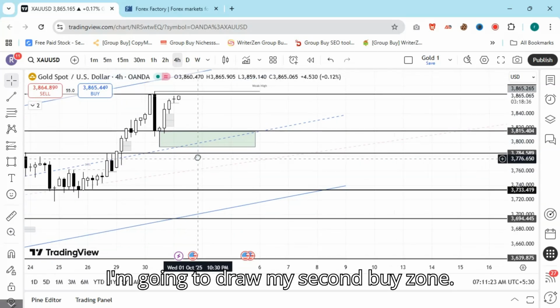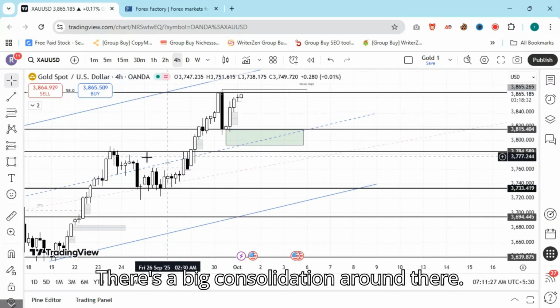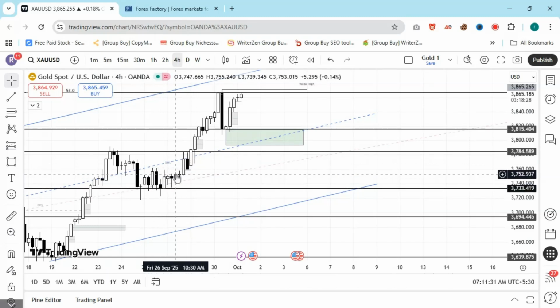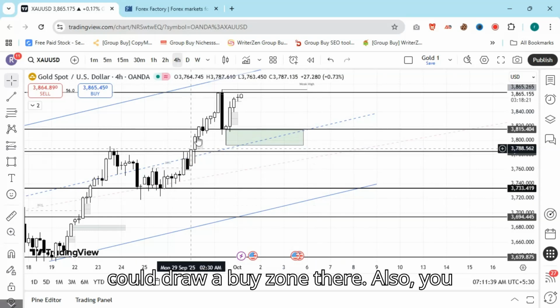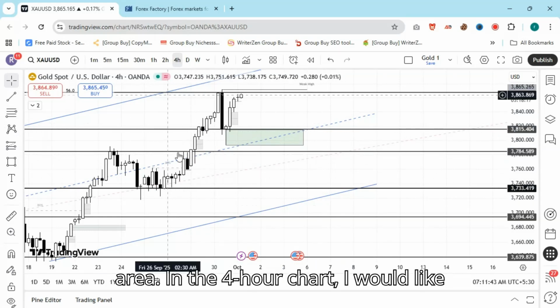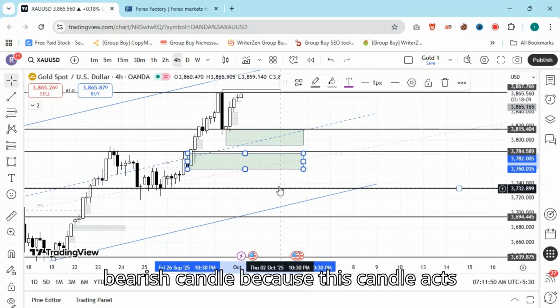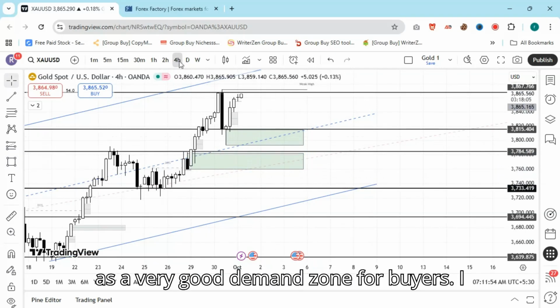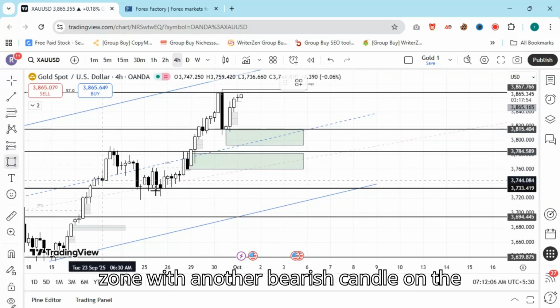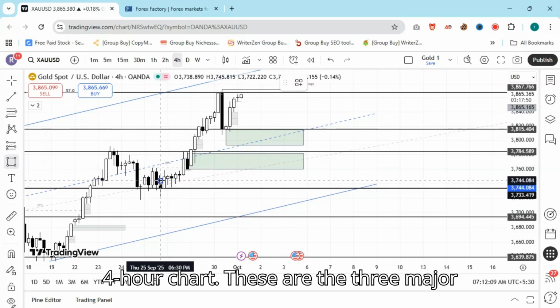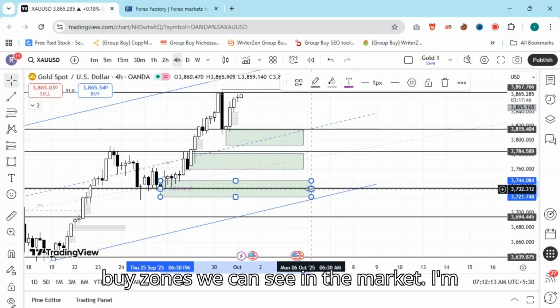Next, I'm going to draw my second buy zone. There's a big consolidation around there. Sometimes it could be mismatched, but you could draw a buy zone there. Also, you can see another buy zone around that area. In the 4-hour chart, I would like to draw another buy zone with this bearish candle because this candle acts as a very good demand zone for buyers. I would also like to draw another demand zone with another bearish candle on the 4-hour chart. These are the three major buy zones we can see in the market.